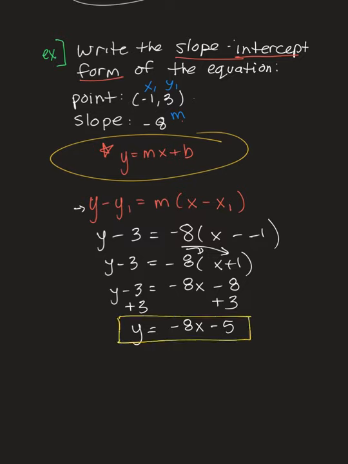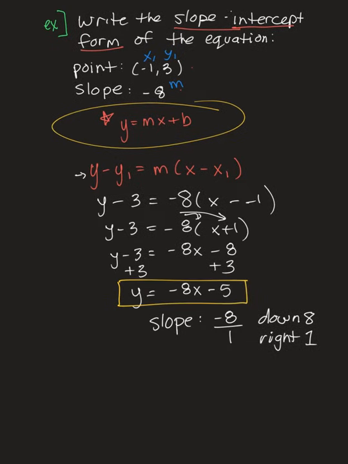So we're done. But it would be nice just to label a few things. Our slope, that's -8 over 1. So we know that we're going to go down 8 and then to the right one. And then our y-intercept, it's at the point 0, -5. So that means that our line is going to cross through the y-axis at -5.